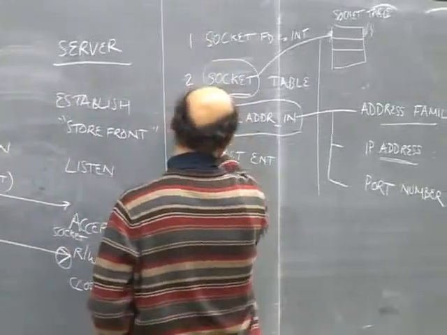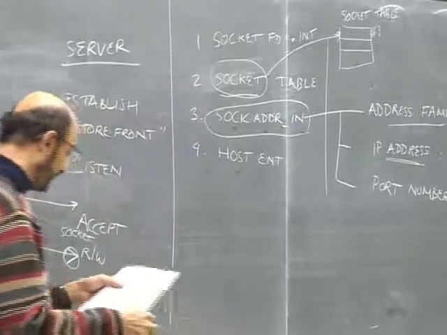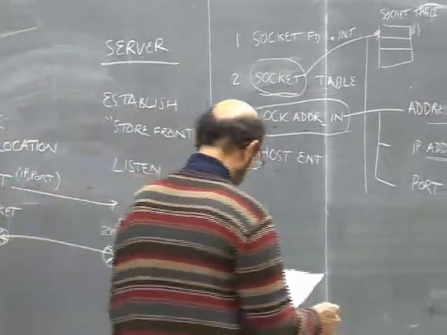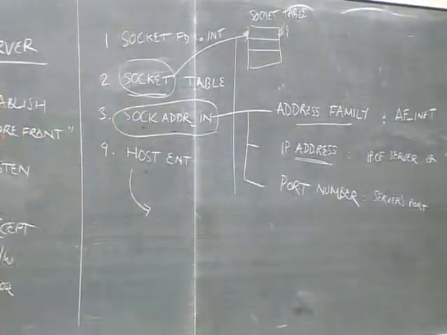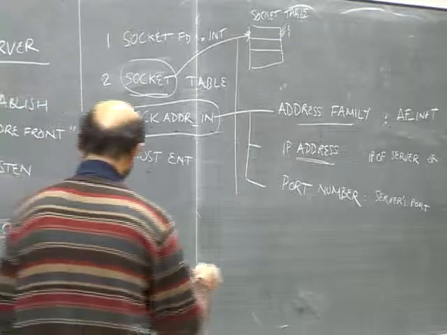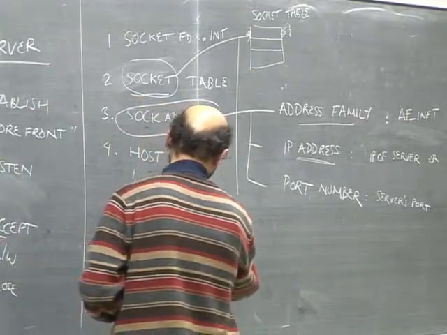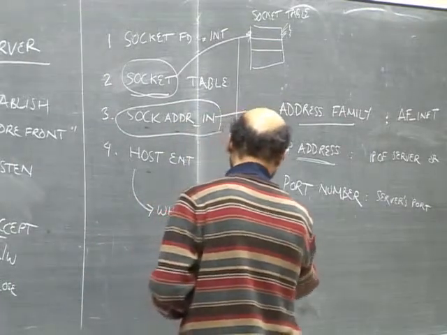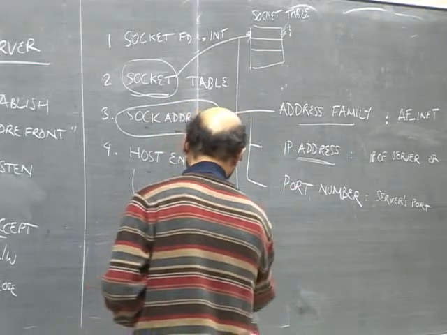So I guess the third thing, and the fourth thing is what's called the hostent. The hostent is basically a way to describe the destination IP address. Okay, so this is what is returned by DNS, the domain name server.